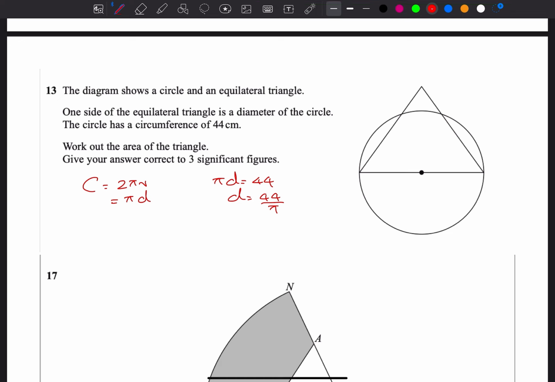It's either 2 pi r or you do pi d. In this case pi d makes more sense, isn't it? It's 14.00, 14.01. So I'm just going to go with 14.01. That's the diameter. Because it's equilateral, the other one is also 14.01. And because it's equilateral, every single angle is 60. They want the area of triangle, half times 14.01 times 14.01 times sine 60, half AB sine C.